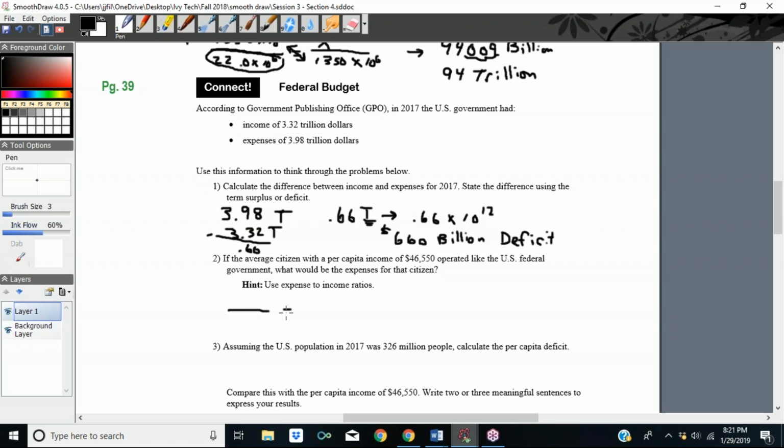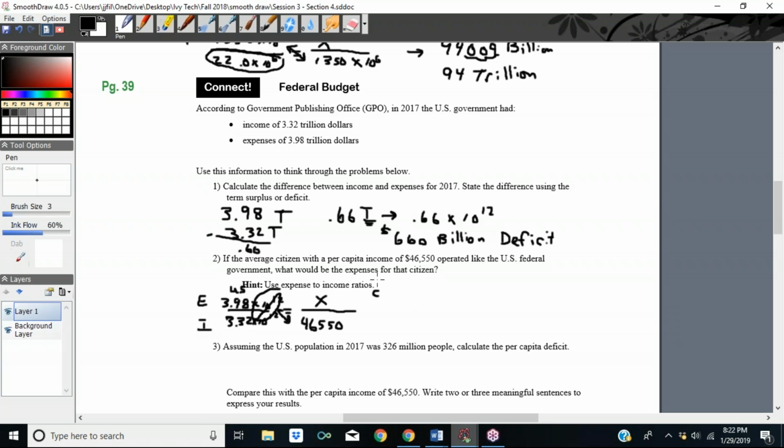And so we're going to set up a proportion. And we can do, I guess we're looking at expenses. I'll put expenses on the top and income on the bottom. So US and citizen. So here's how this would look. 3.98 times 10 to the 12, or trillion, or excuse me, 3.32 on the bottom, times 10 to the 12, or trillion, and then the person's income, that goes on the bottom, 46,550, and we're trying to find out what their expenses would be. And so we can just multiply diagonally. We don't have to worry about the times 10 to the 12s because they actually cancel each other out.